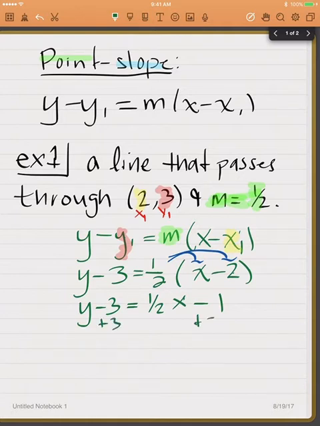and then we add 3 over to each side, and we get y equals 1/2 x plus 2, and we're done.